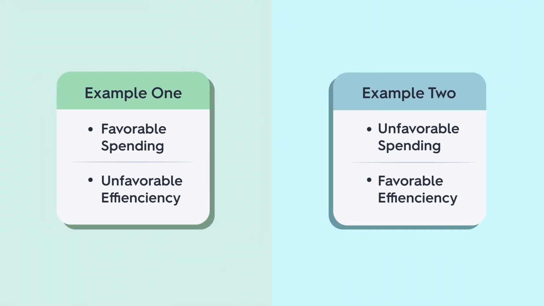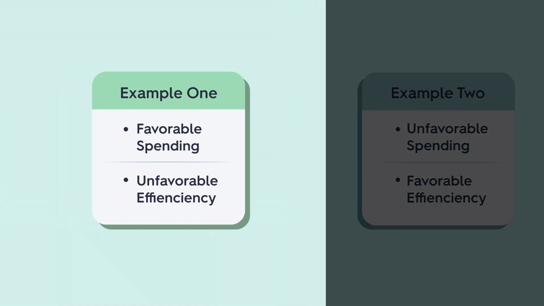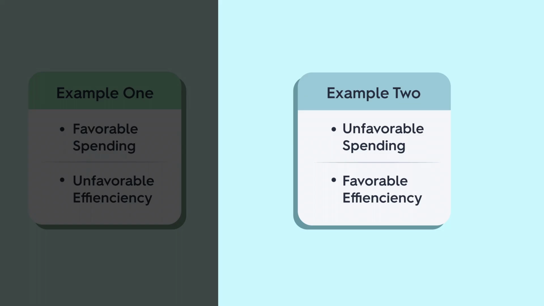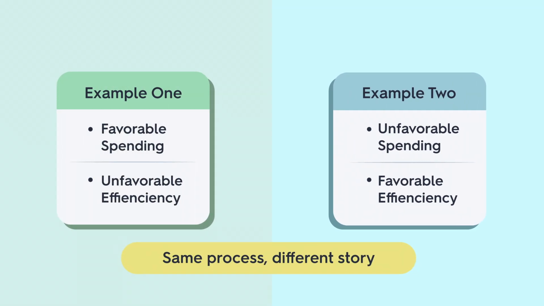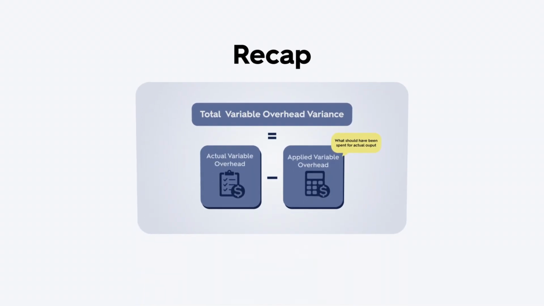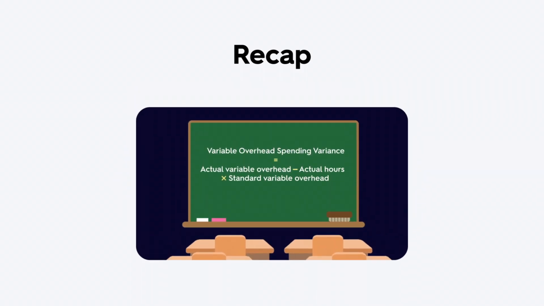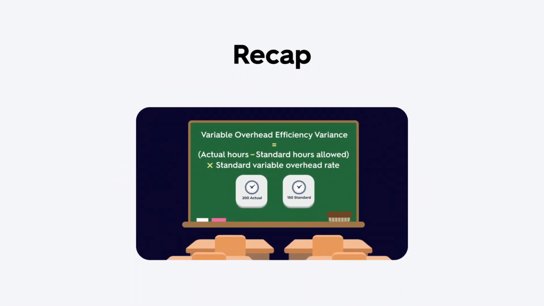These two examples show why the breakdown matters. One company spent less but used too much time. The other company spent more per hour related overhead than expected, but finished in fewer hours. The same formulas reveal very different management stories. To recap, total variable overhead variance compares actual overhead with applied overhead. Spending variance asks whether overhead costs were higher or lower than expected for the hours worked. Efficiency variance asks whether the company used more or fewer hours than the standard allowed.